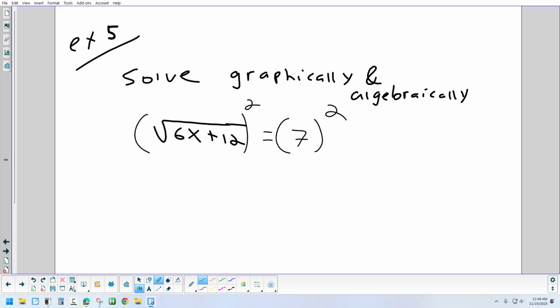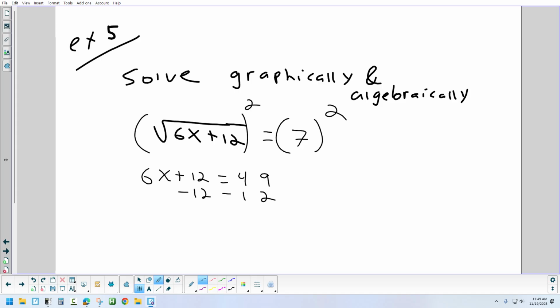It's going to come out to just 6x plus 12. When you square something and square root it, it cancels out. So 6x plus 12. And what's the right side going to come out to? Yep, 49. And now we just have to finish solving.